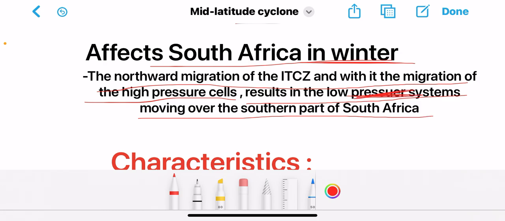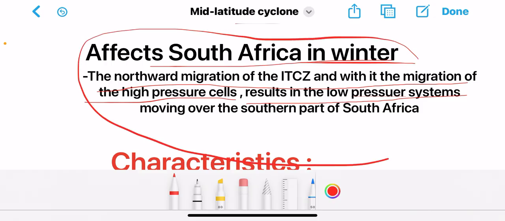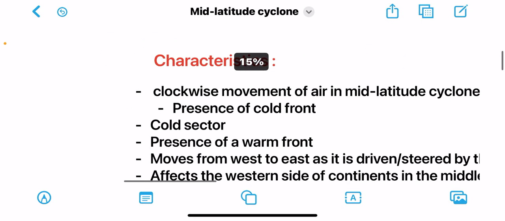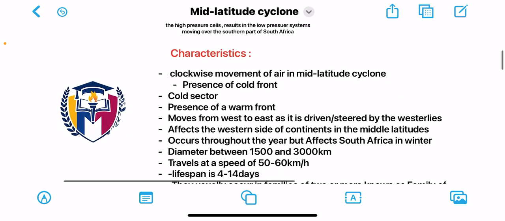Forgive me for the spelling here, guys. For you to understand the reason why a mid-latitude cyclone affects South Africa in winter, we will need to touch on the anticyclones, the high pressure systems, and the ITCZ, which is the third topic we're going to cover in geography, in climate and weather. So let's wait until we touch on anticyclones, then you'll be able to understand it.